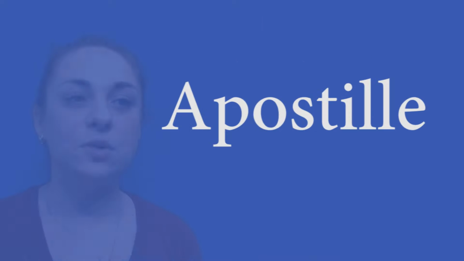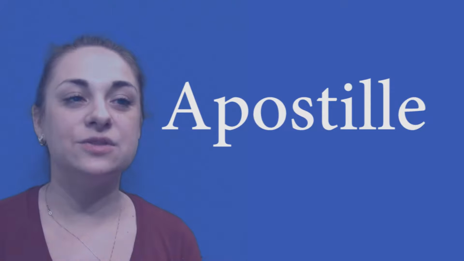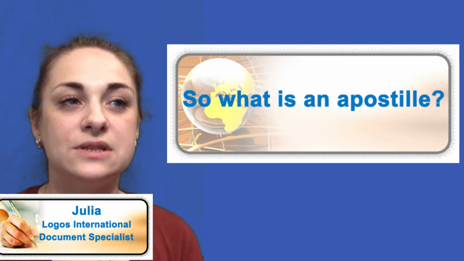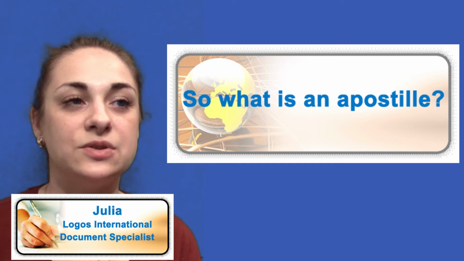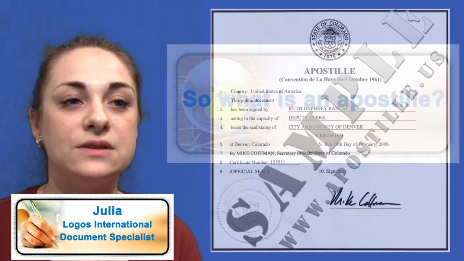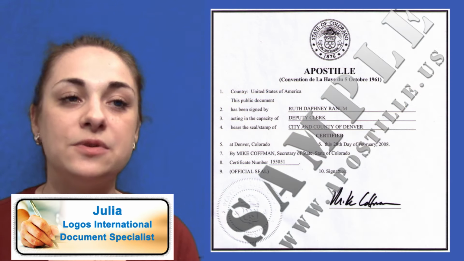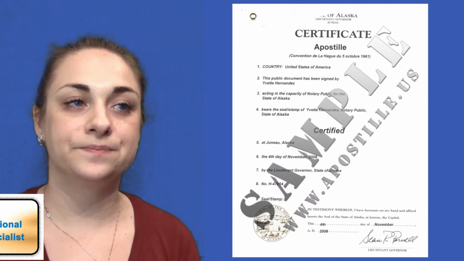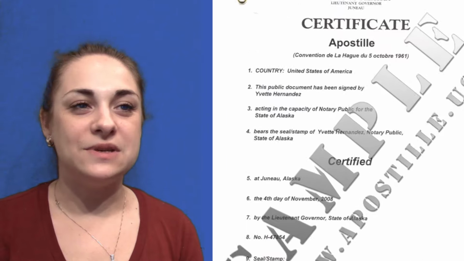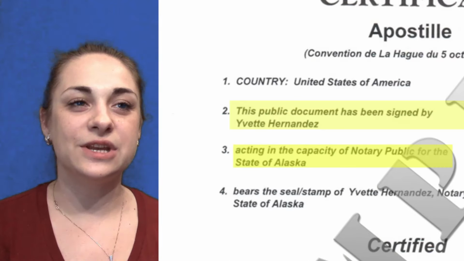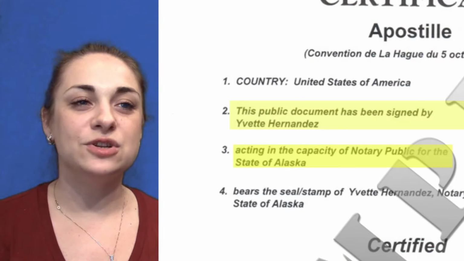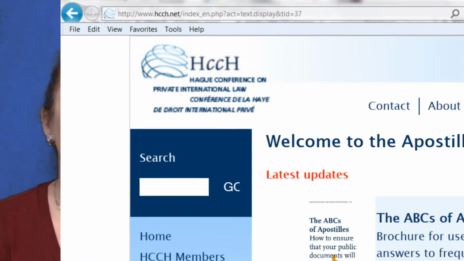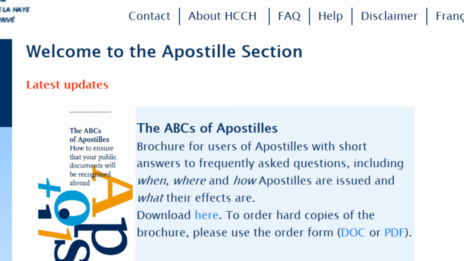This video will focus on the apostille and legalization procedure in general. So what is an apostille in the United States and how to get it? Here in the States, an apostille is a separate page which is attached to the original document. The main purpose of the apostille is to validate the authority and the capacity of the official who signed the document. It was established by the Hague Convention in 1961.